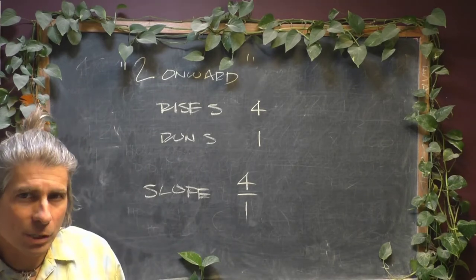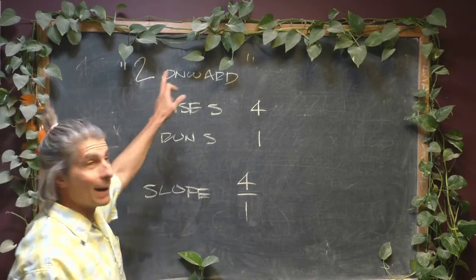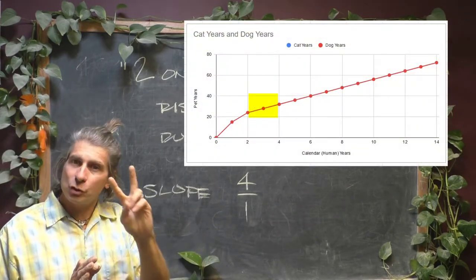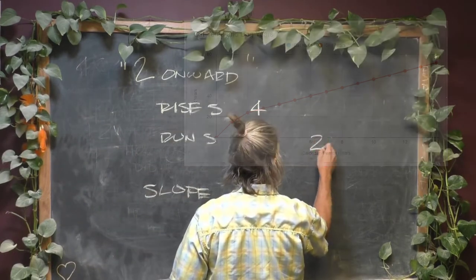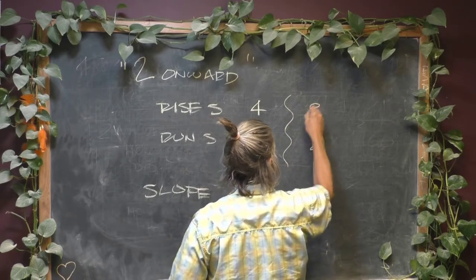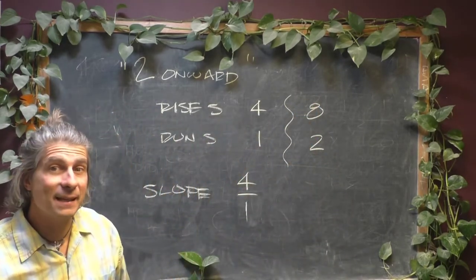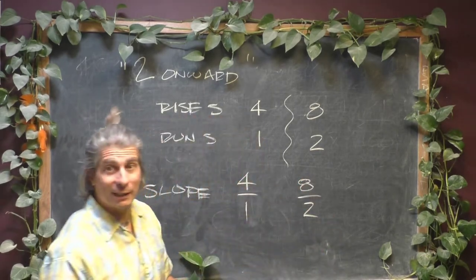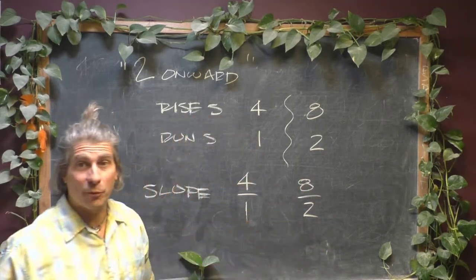But let's suppose you start at year 2 and go to year 4. Well, that's 2 human years, and your pets have picked up 8 pet years in that same time. So that slope would be 8 over 2. But hopefully you realize that a slope of 8 over 2 and a slope of 4 over 1 are the same slope.